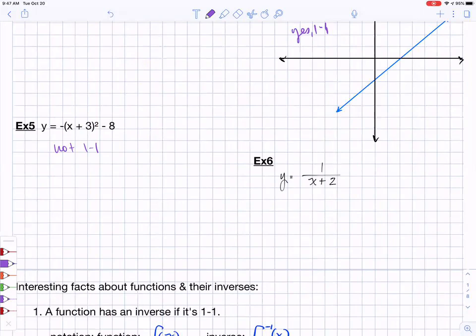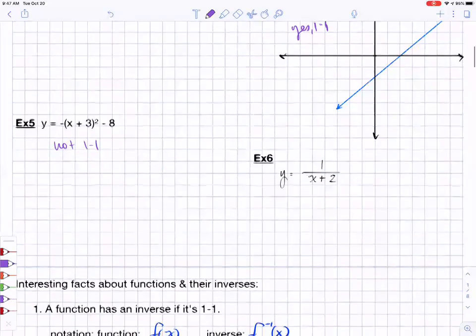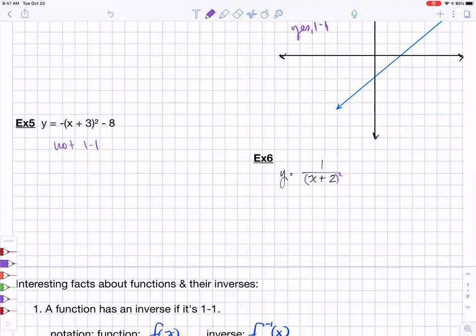What does this guy look like? What does number 6 look like? Yeah, it's my reciprocal parent. Remember we graph the parent in the first and third quadrants? So that's the reciprocal parent. And so, yes, it's one-to-one. What if it was the reciprocal square parent? What if I took this guy and put it in parentheses and put a square on the bottom? It wouldn't be one-to-one. All right, so just keep that in mind. I'll erase that, but yes, it's one-to-one.